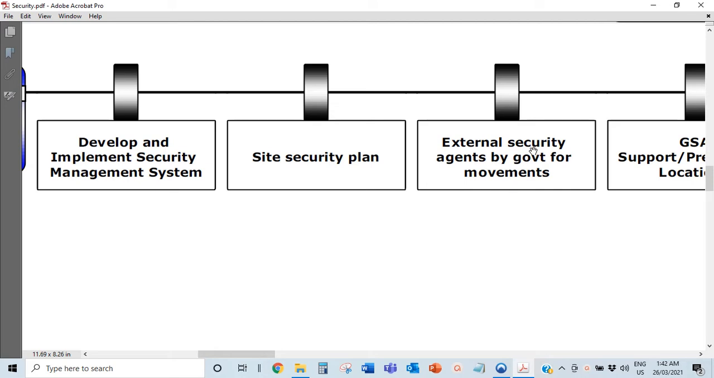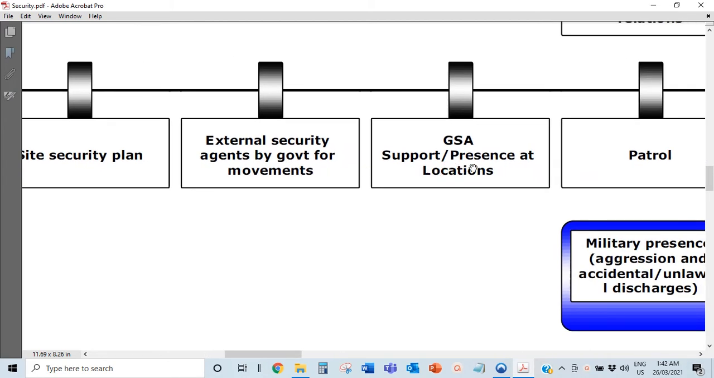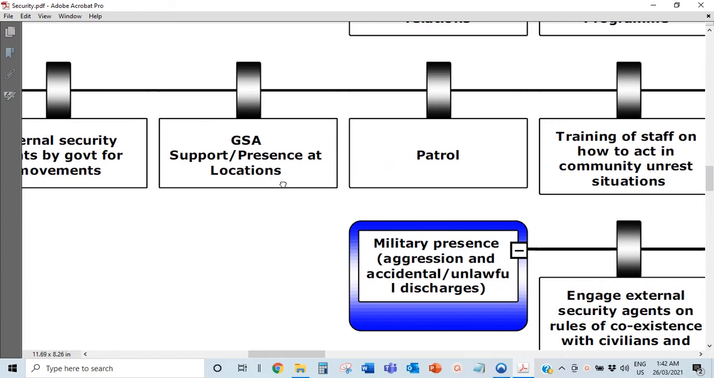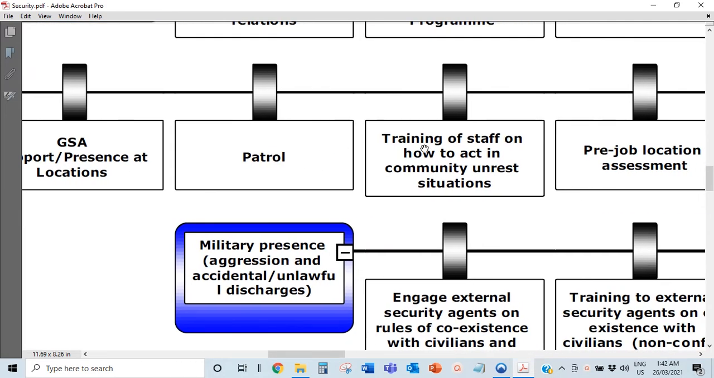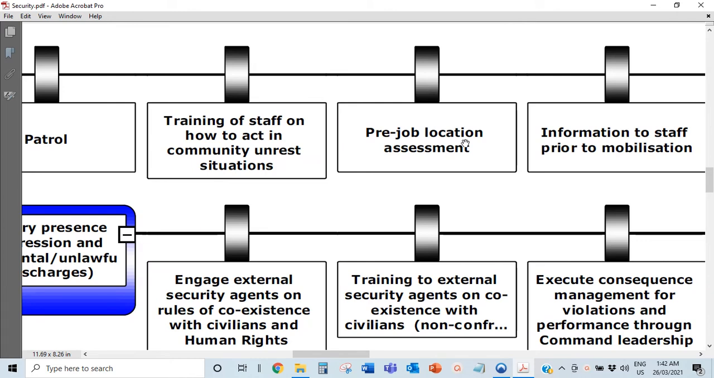you should have external security agents by government for movements. GSA support, presence at locations. Then you should have your patrol, training of staff on how to act in community unrest situations. Maybe you should tell them that by 6 p.m. everyone should be indoors if it's not safe, or back on the facility, or once it's 9 p.m. don't go out without your security. This is all important. Training of staff on how to act in community unrest situations. Pre-job location assessments.